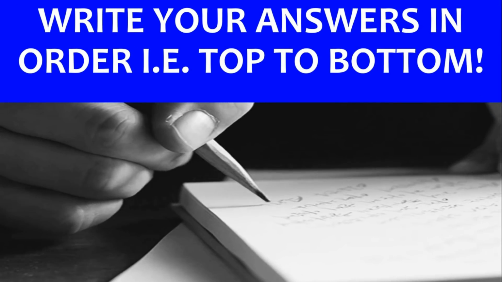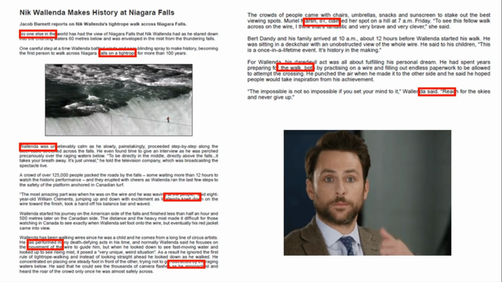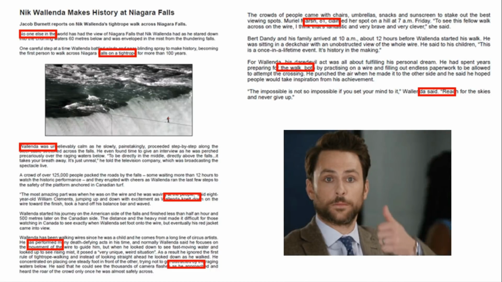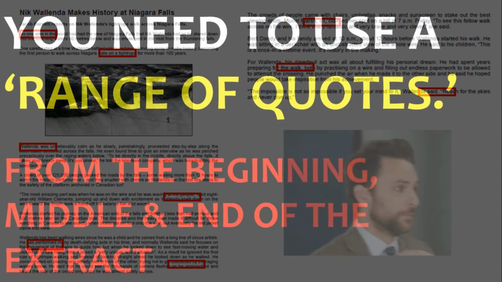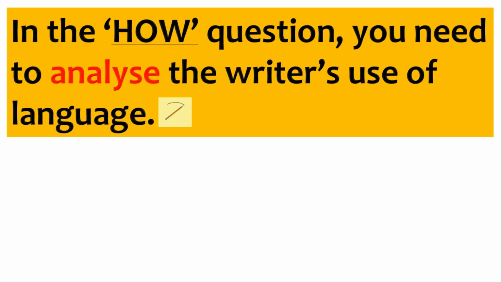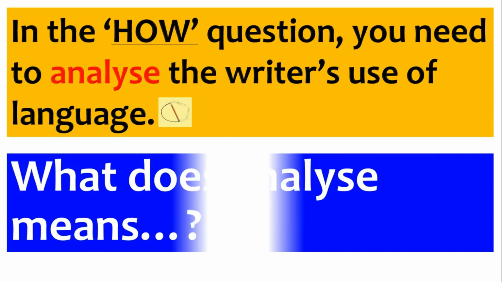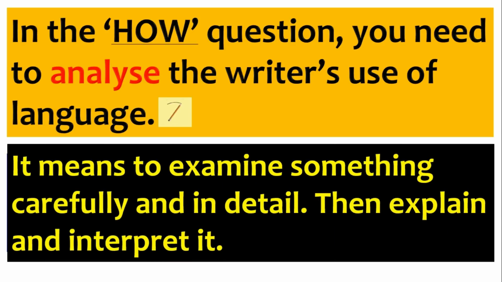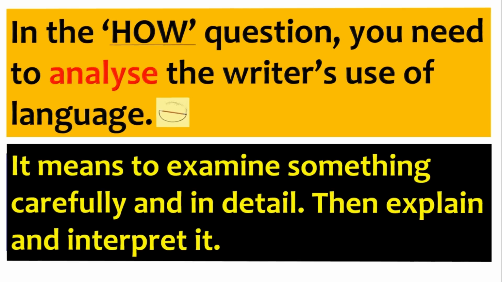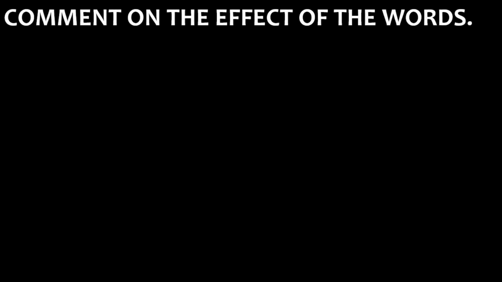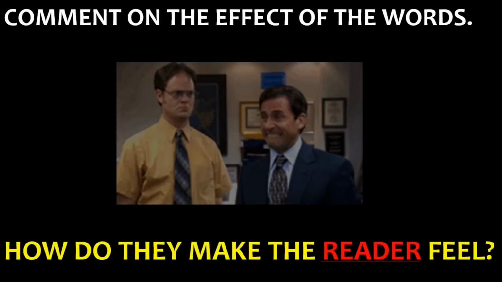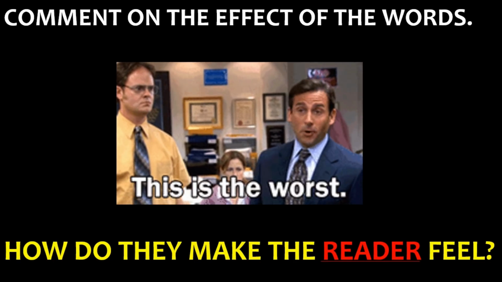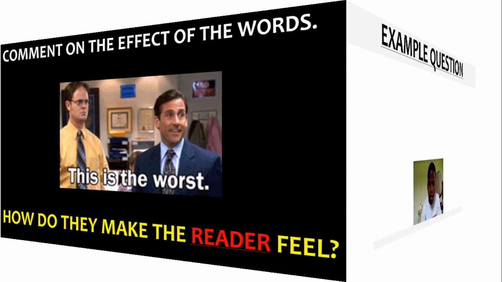Try to write your answers from top to bottom. So what I mean by that is, if we go back to this, try to write your first PE on the first bit and your last PE on the last bit. Try to make it sense, chronological order. So in this question, you're analysing the writer's use of language and basically saying, what does analyse mean? Well, we're examining in detail, why has the writer decided to use that word? So we're going to comment on the effect of words and how they make the reader feel. So what emotions are the reader meant to get from the words that have been written?